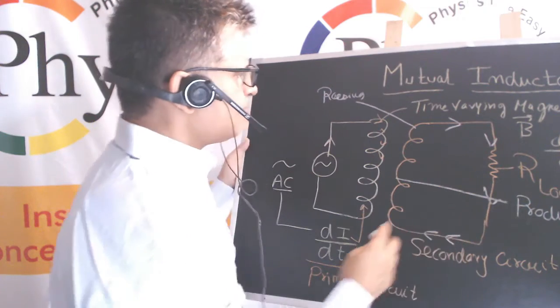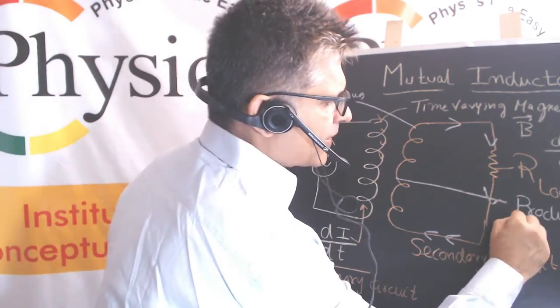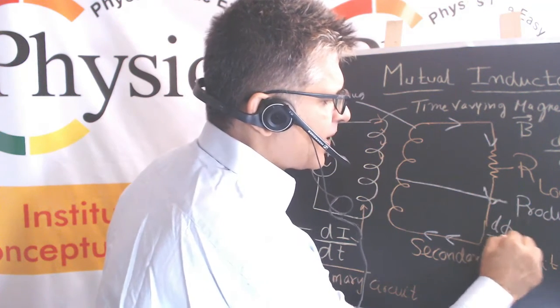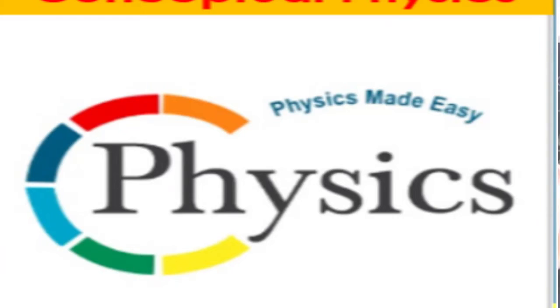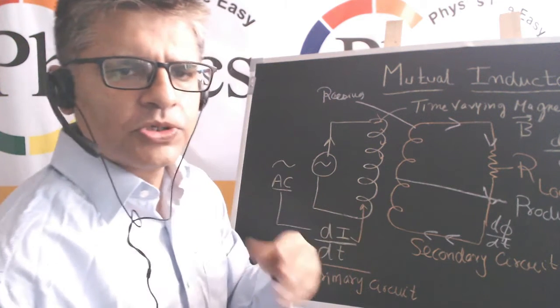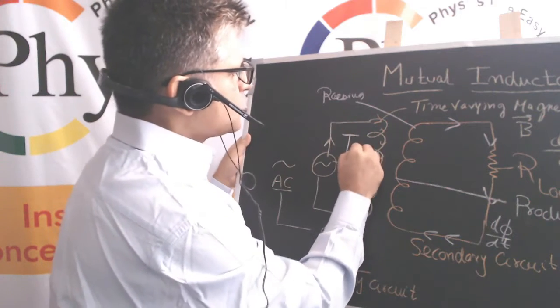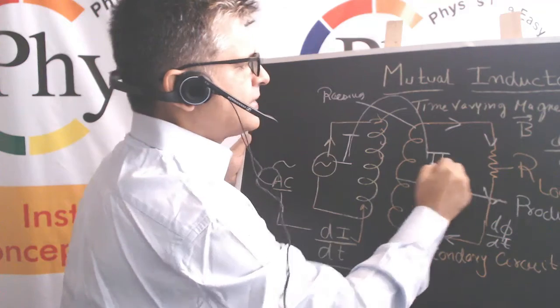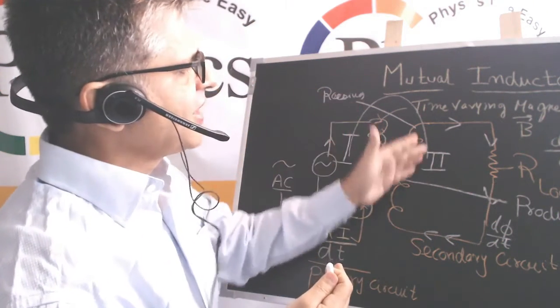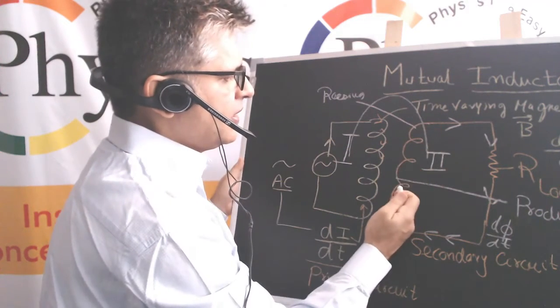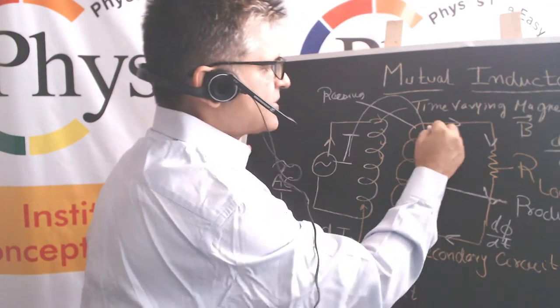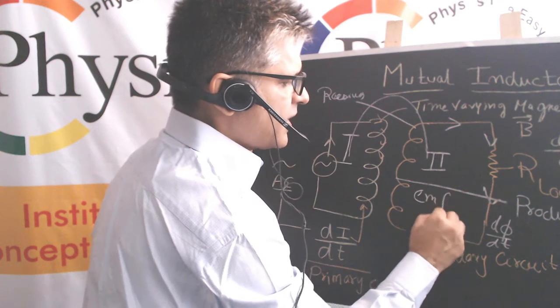So what you're doing is you're bringing in time varying magnetic flux, which is d phi by dt, from circuit number 1, giving it to circuit number 2. And that time varying flux which gets associated with the second coil, the second circuit, produces its own EMF. So EMF comes in the second circuit.